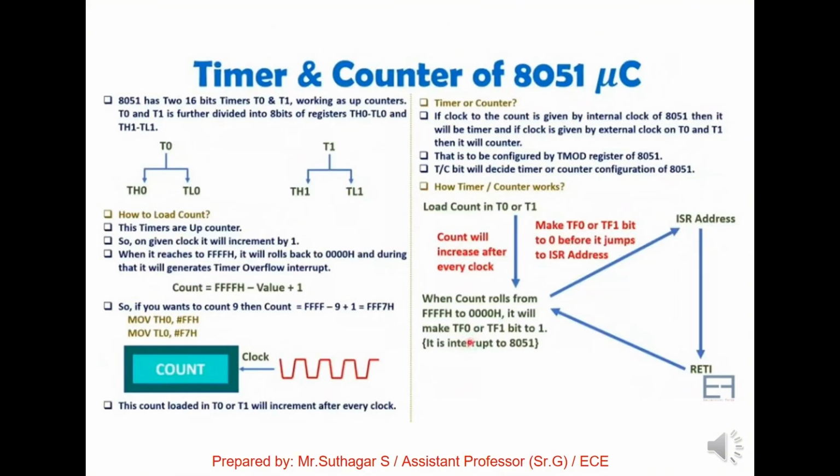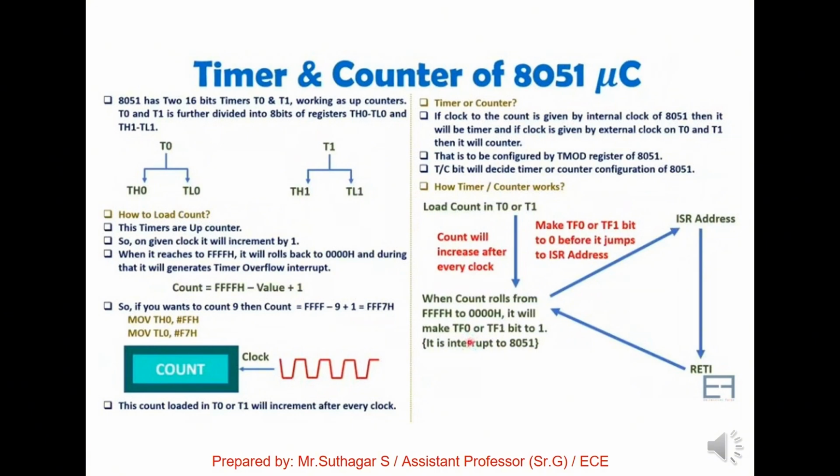Next let us discuss how it works. As I told earlier, 8051 has two 16-bit timers T0 and T1, and they work as up counters. T0 is divided into TH0 and TL0, and T1 is divided into TH1 and TL1 of 8 bits each. For a given clock the timer or up counter increments by 1. When it reaches FFFF, it will roll back to 0000, and during that it will generate the timer overflow interrupt we discussed earlier.